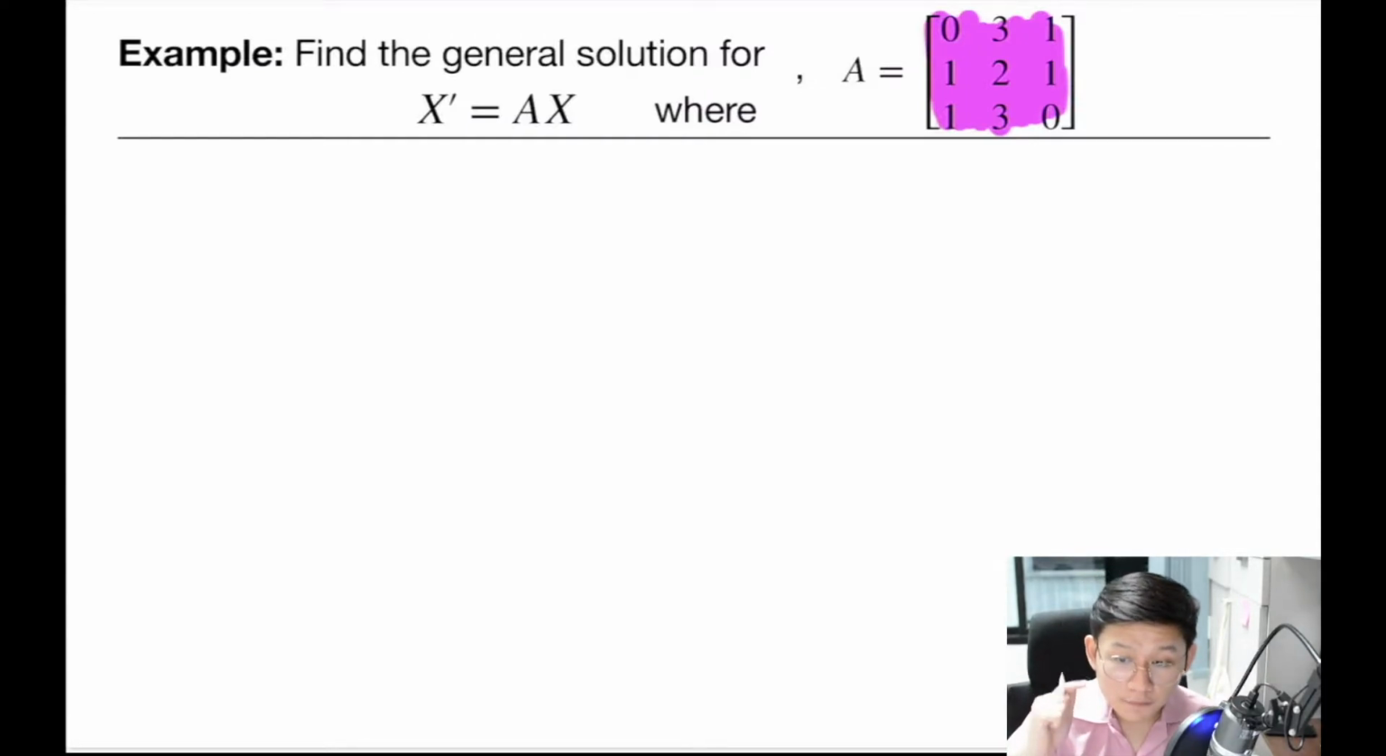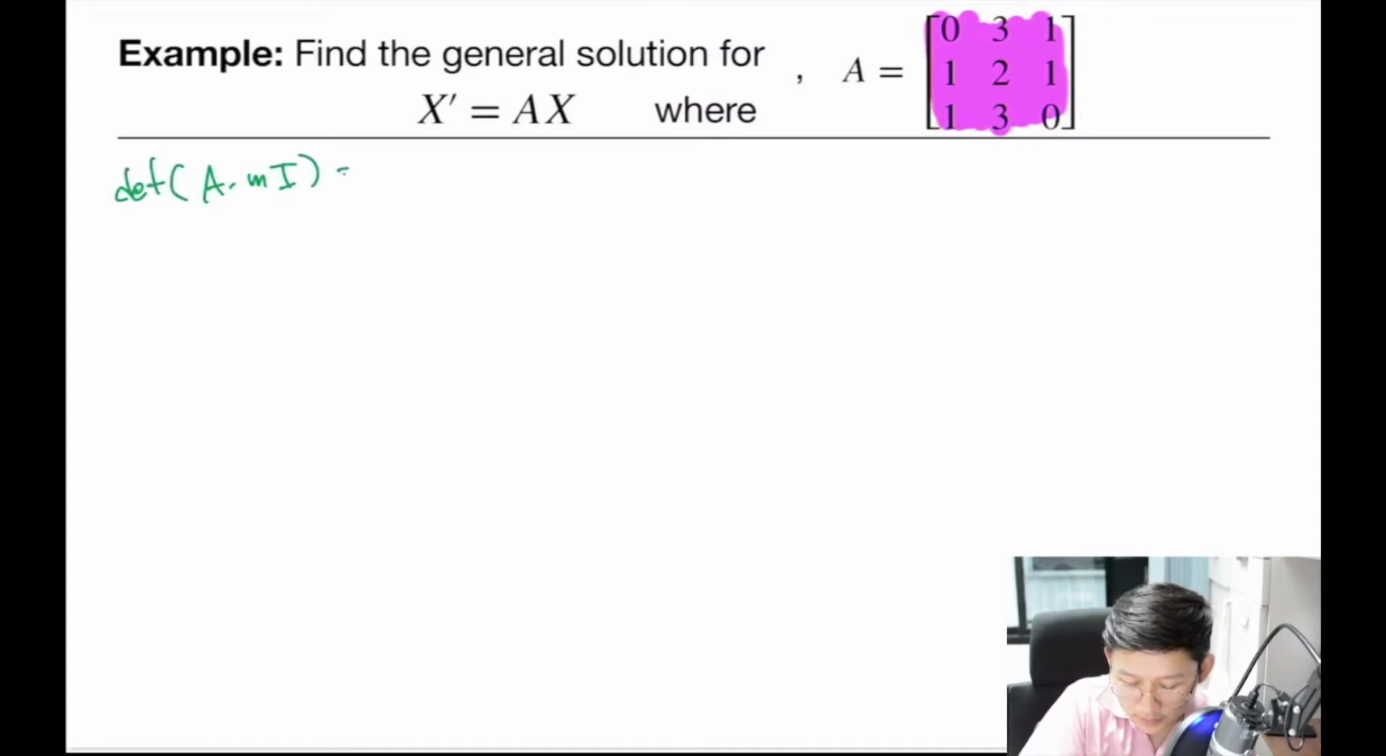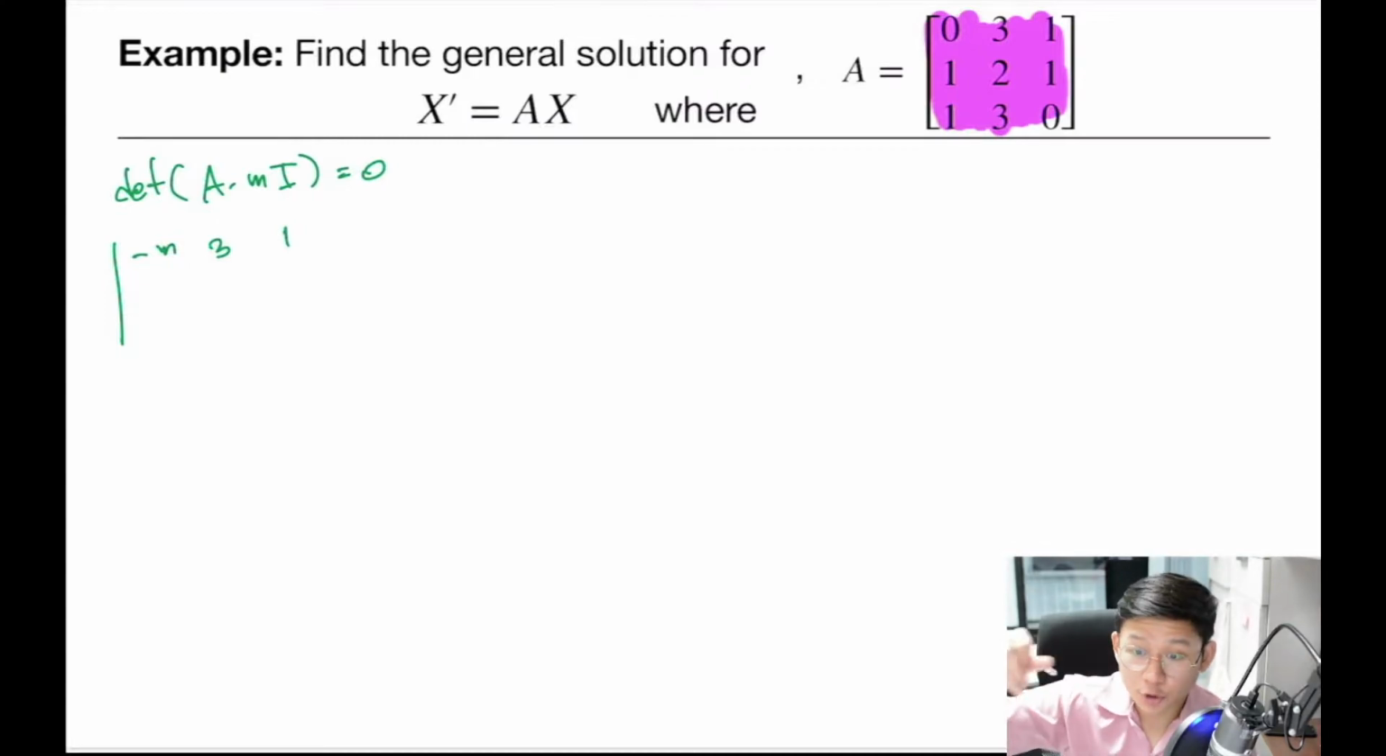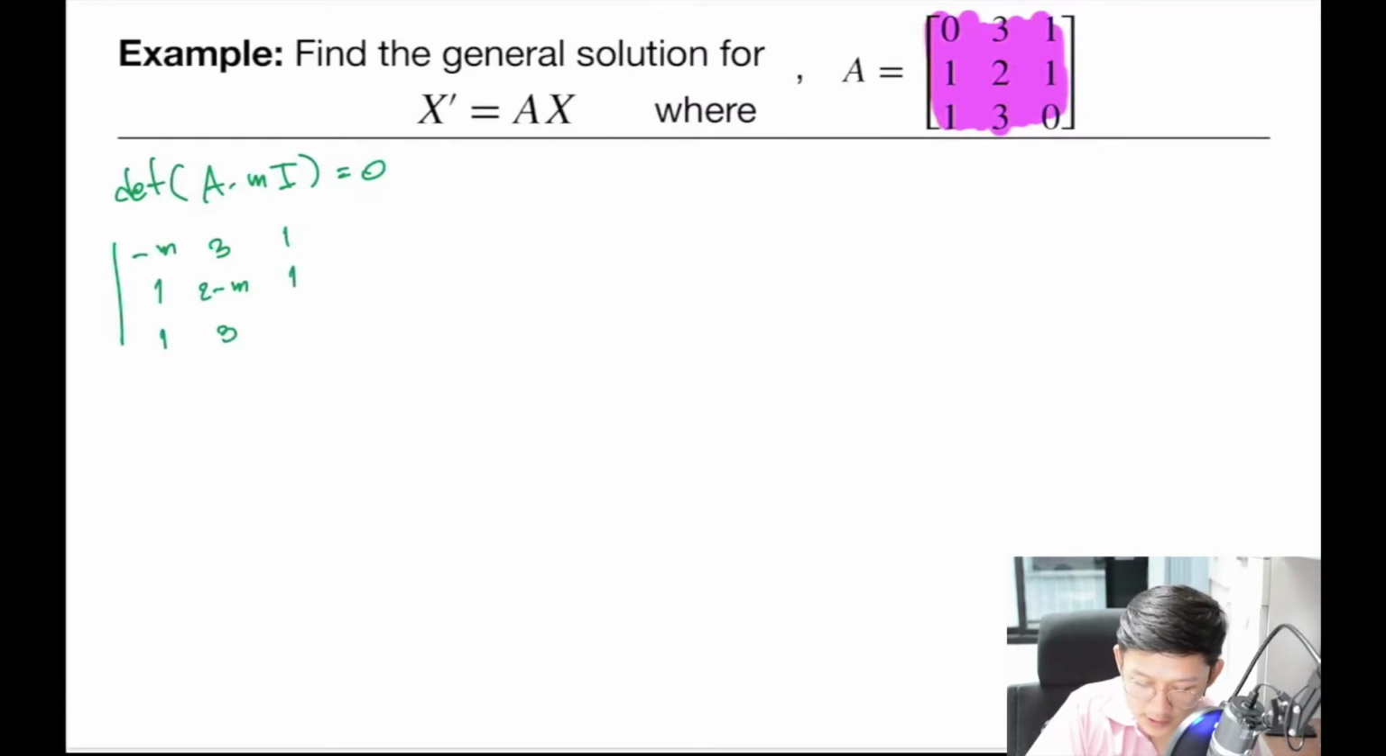So to solve this system of linear equations, first we need to find the eigenvalues m. To do that, we look at the characteristic equation, which is the determinant of A minus mI equals 0. Guys, I'm going to do it a little quicker. 0 minus m, that would be minus m. You need to subtract m from the diagonal, right? So here is 1, 2 minus m, and then 1, and 1, 3 minus m, and that is 0.